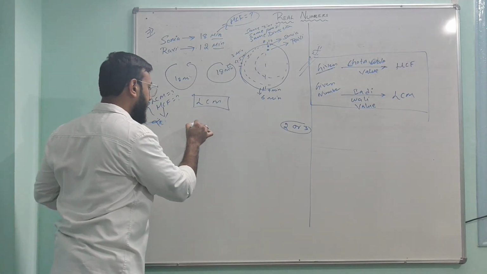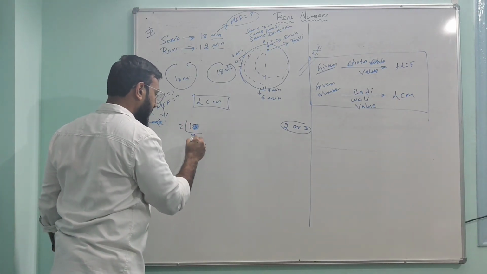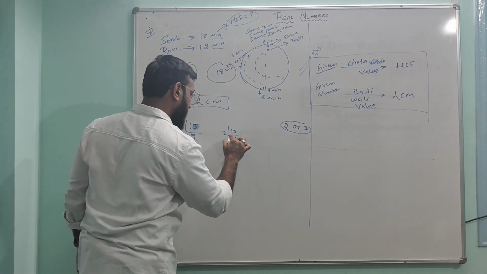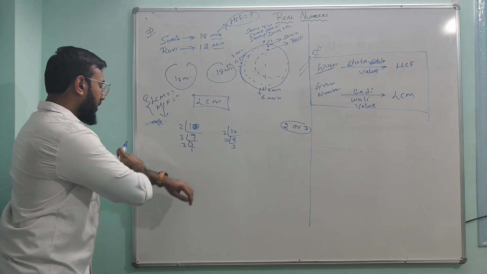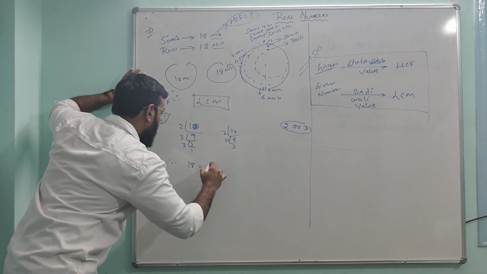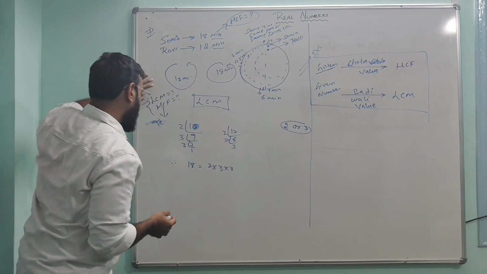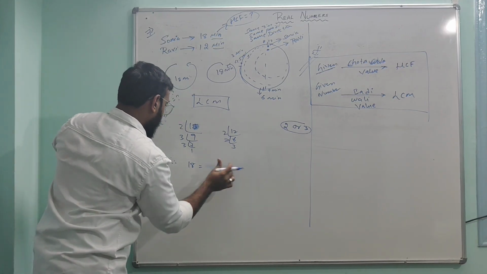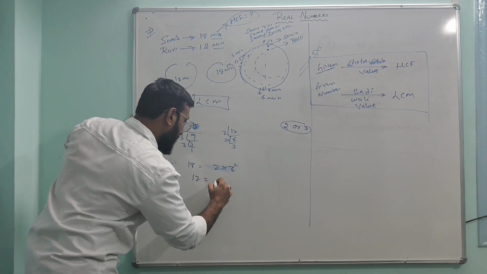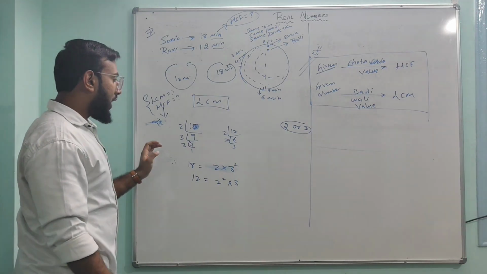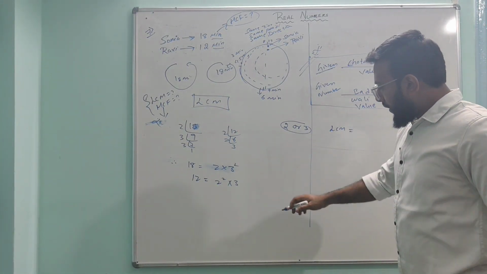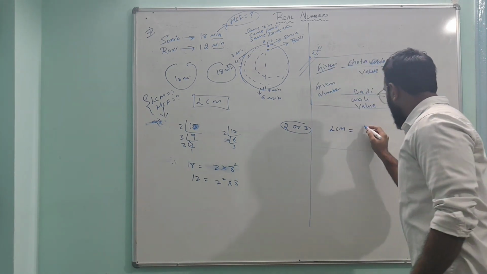Let us solve now. 18: 2 9s are 18, 3 3s are 9, 3 1s are 3. Then 12: 2 6s are 12, 2 3s are 6. Okay. What are the factors? Therefore, 18 is equal to 2 into 3 into 3. Can I write this as 2 into 3 square? Then 12 is equal to 2 square into 3. How to take the LCM? What are the different numbers I can see?